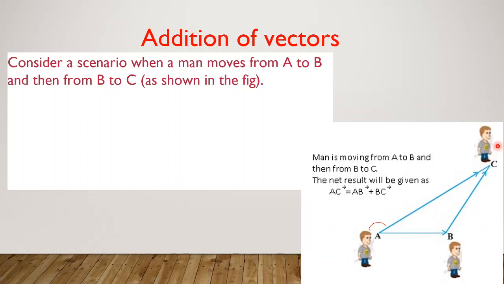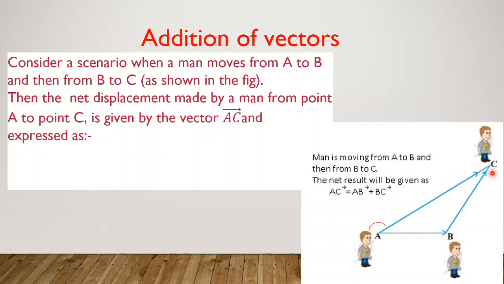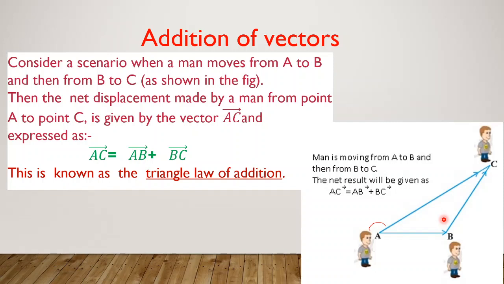Now the question is, what is the net displacement done by that person? The net displacement done by that person is vector AC. We call it vector AC, correct? This can be expressed as vector AC, the net displacement done by that person, which we get by adding vector AB plus vector BC, and this we call the triangle law of addition.